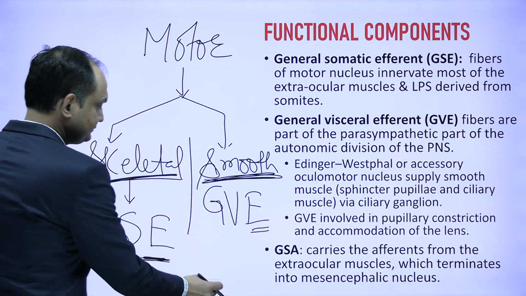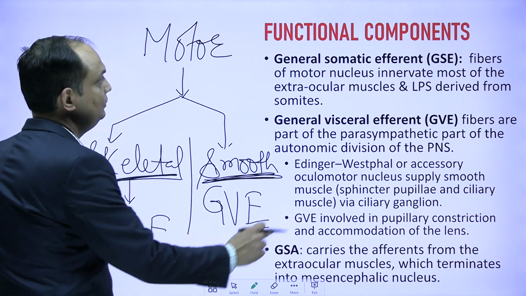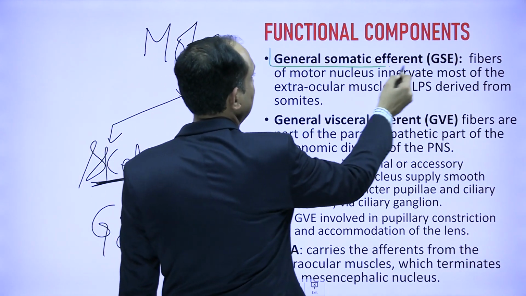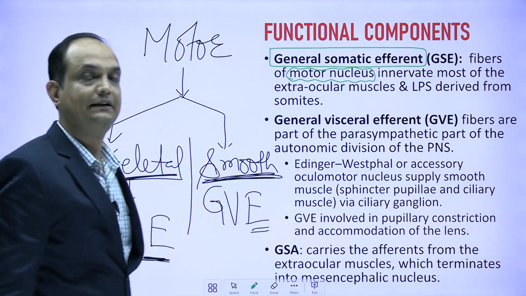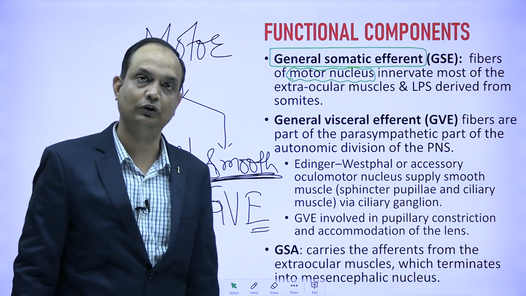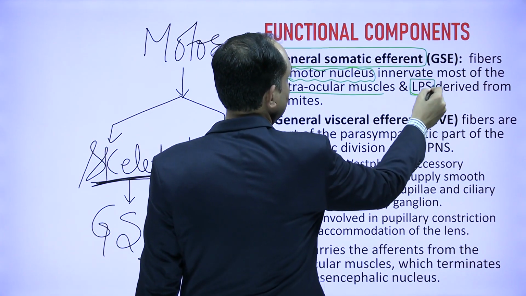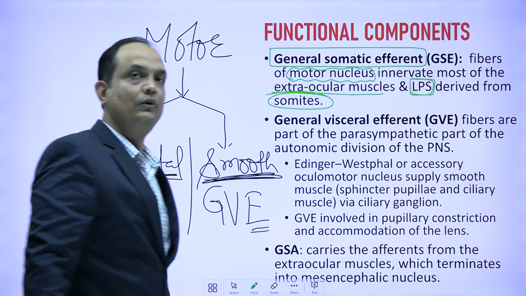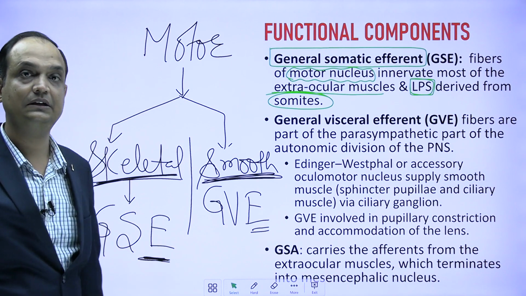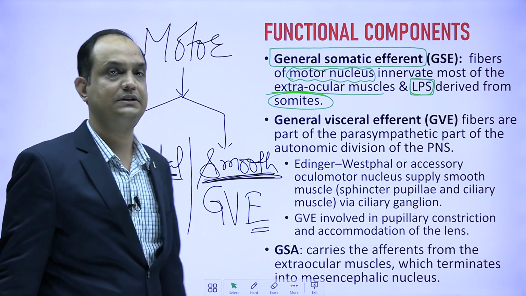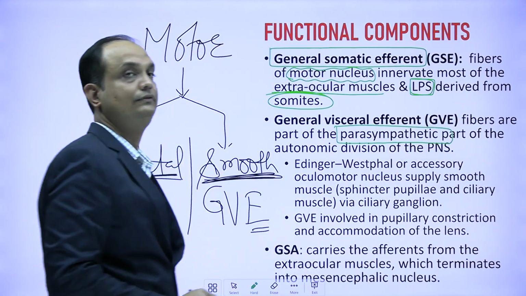Clear? Now, when you see these two sets of functional components, you have to keep this in mind: for general somatic efferent, the nucleus is the main motor nucleus. That is the main motor nucleus of the oculomotor nerve, which supplies the extraocular muscles plus levator palpebrae superioris, and they are all derived from somite. While the general visceral efferent, which is going to supply your smooth muscle, is a part of the autonomic nervous system, and here there is an origin of preganglionic parasympathetic fibers.